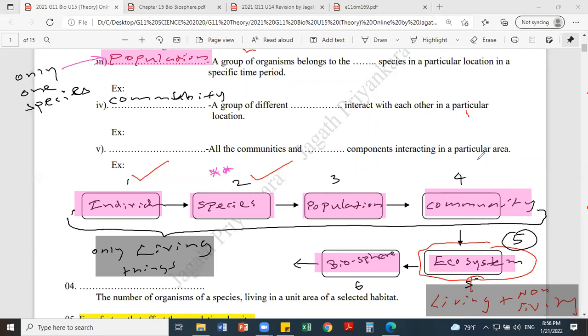Otherwise, I can just give the definition, fill the blanks, and move to the next part. But no point. You will not improve your knowledge. You will not understand this. Now let's see the blank here. Group of organisms belong to the. I gave the same species name here. The next one, community.